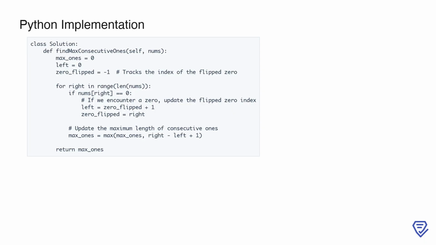flipped 0. The algorithm iterates through each element in nums using the right pointer. When a 0 is encountered, the left pointer is adjusted to start right after the previously flipped 0, tracked by 0_flipped, and the current 0's index is recorded in 0_flipped. This ensures that the sliding window always considers at most one flipped 0. For each step, max_ones is updated to reflect the length of the current valid window, calculated as right - left + 1. This ensures that we are always considering the longest segment of 1s with at most one flip.